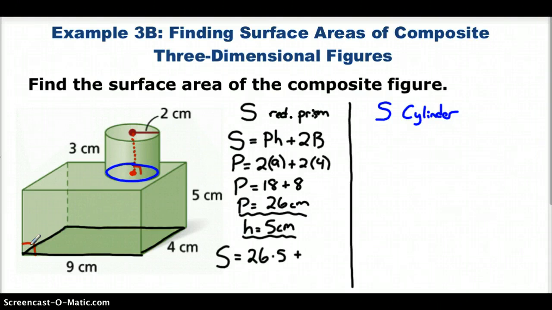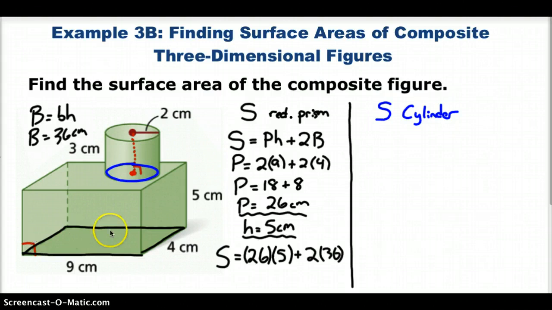Plus, I'm just going to put this in parentheses here, plus 2 times the area of our base. Okay, well the area of our base is going to be 9 times 4, right? It's just going to be base times height. So the area of our base is going to be equal to 36 centimeters. Okay, so I'm just going to plug 36 into our formula here.